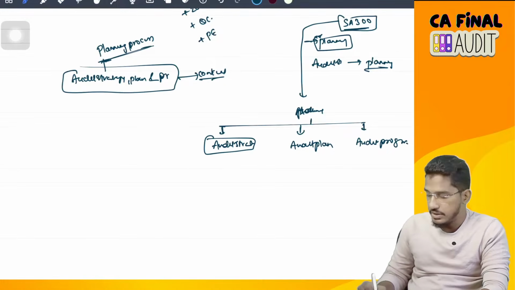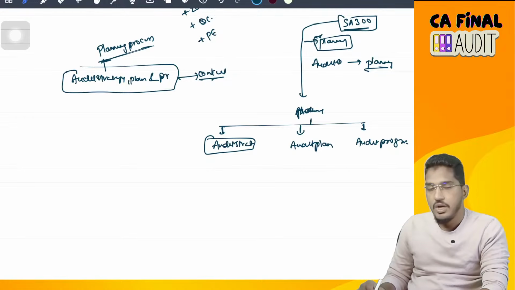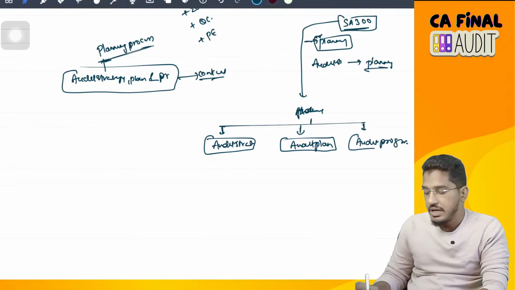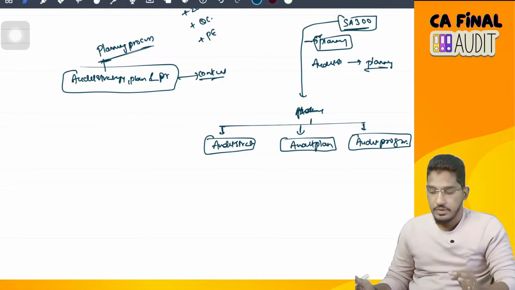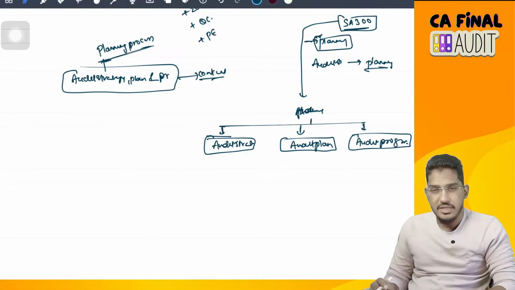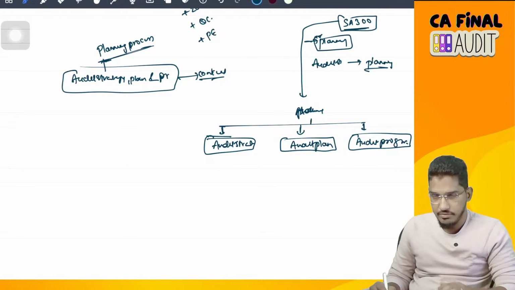It involves development of an audit strategy, which is the first and foremost step. On the basis of that audit strategy, we are going to develop an audit plan, and on the basis of that audit plan, we are going to work on something called an audit program. Sir, what will be there in the audit strategy? Very simple. Audit strategy is the first and foremost step.